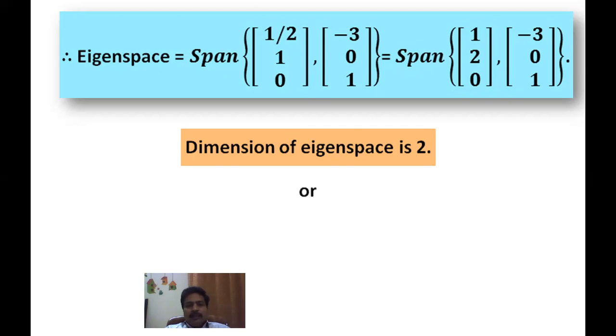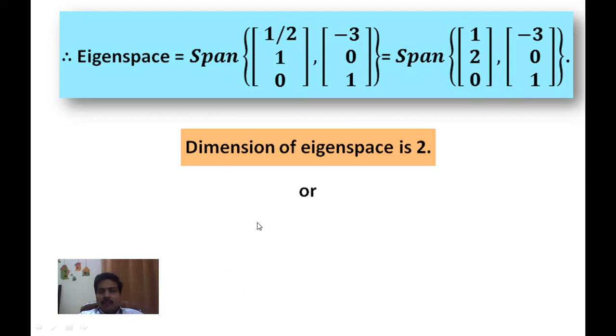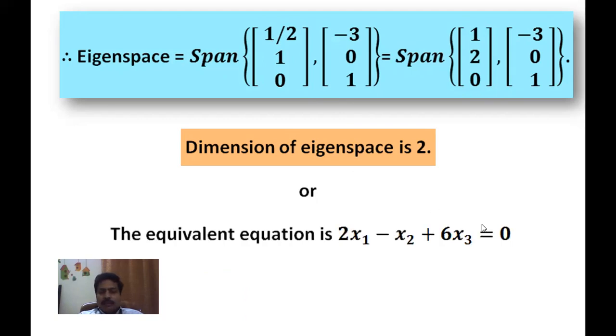This can be written in other way also. So we need not have the same vectors every time. The same equation 2x1 minus x2 plus x3 is equal to 0 can also be written as x2 is equal to 2x1 plus 6x3.